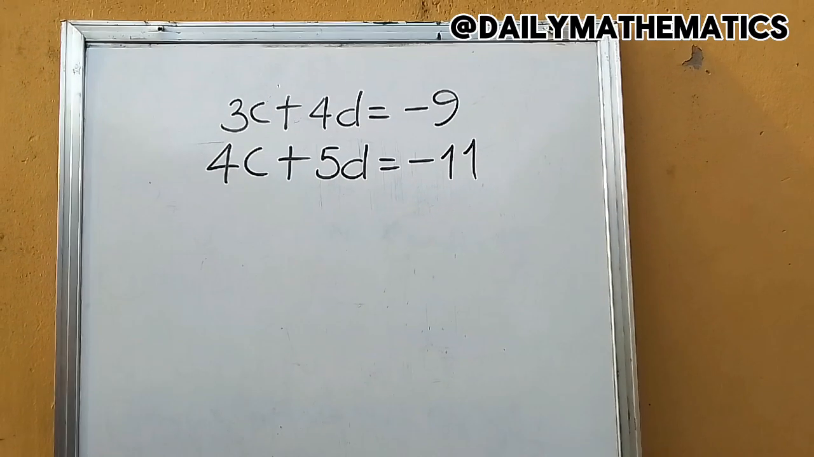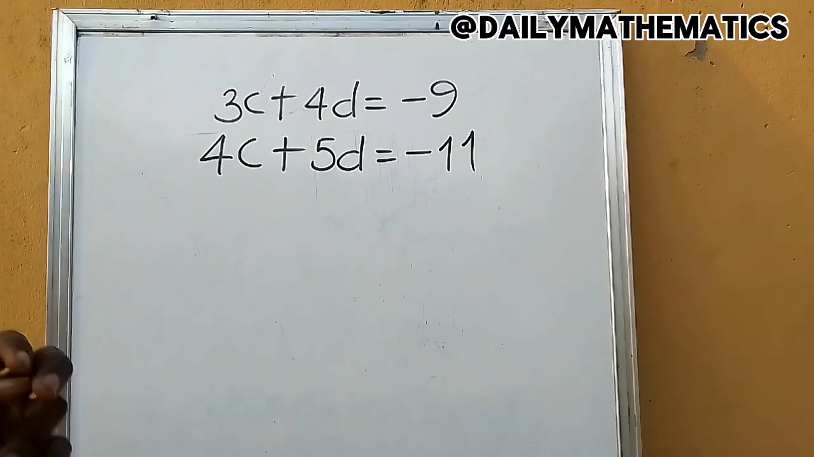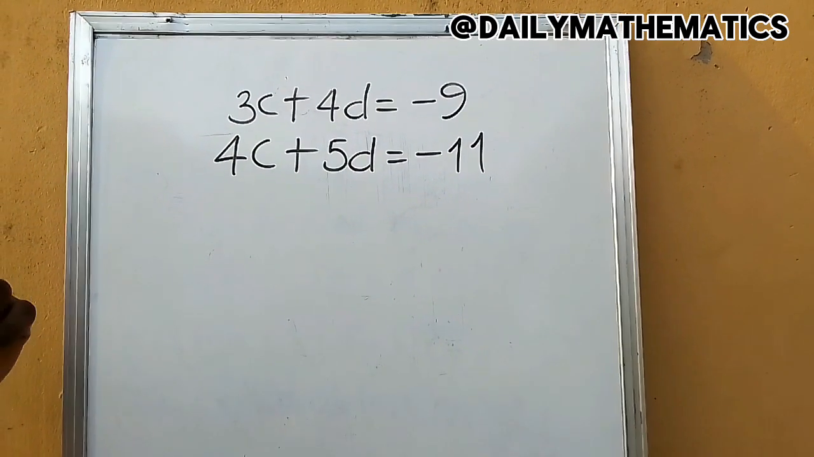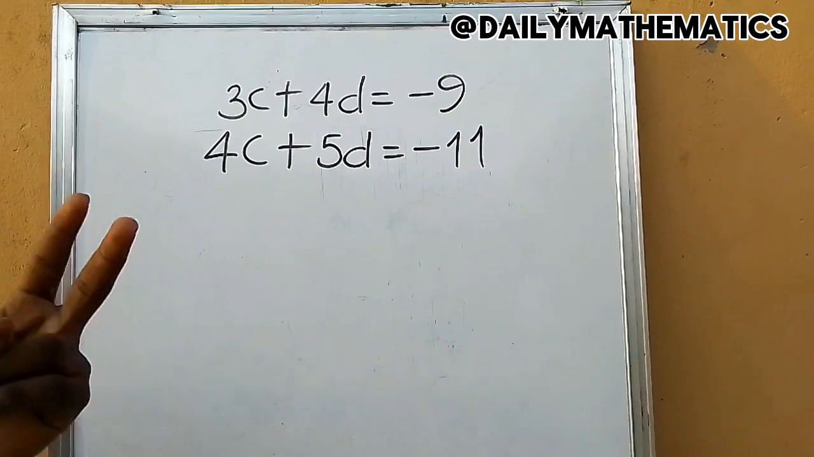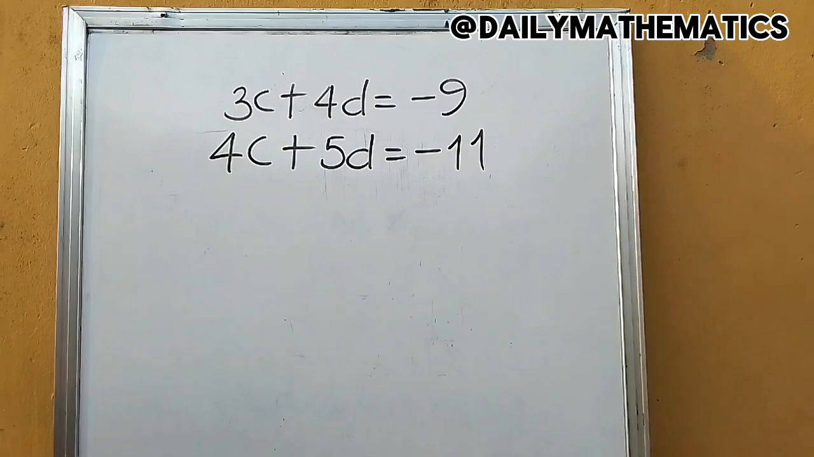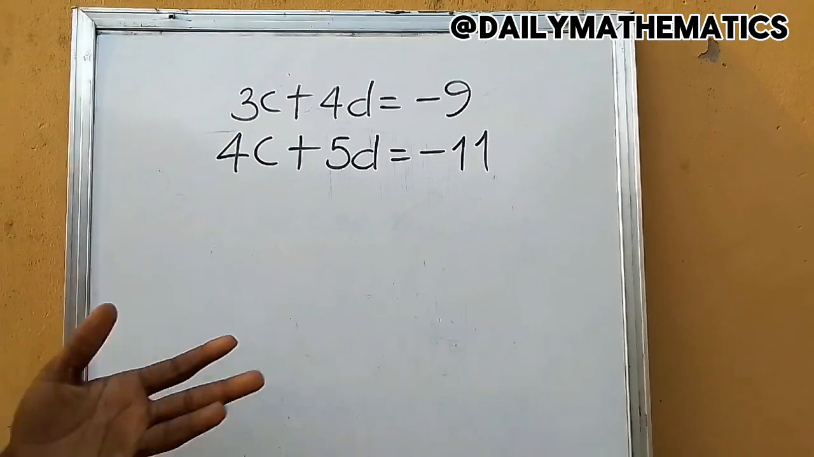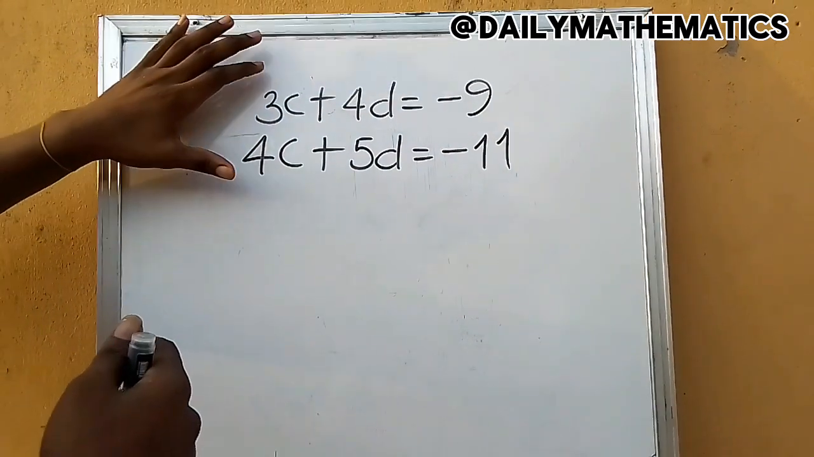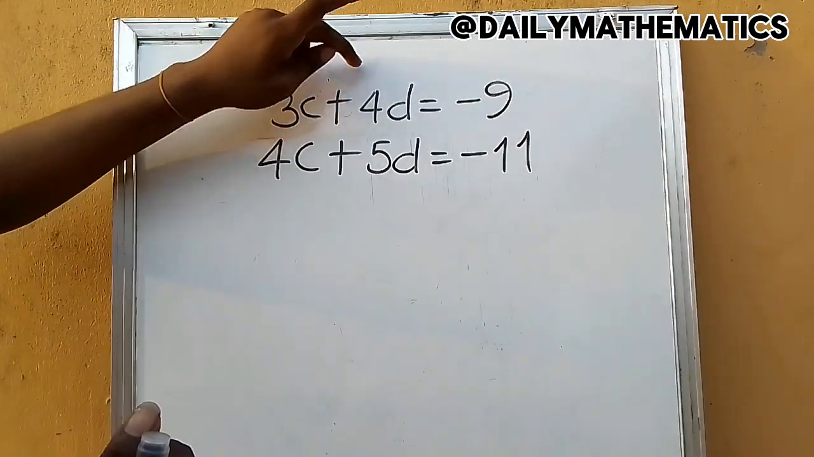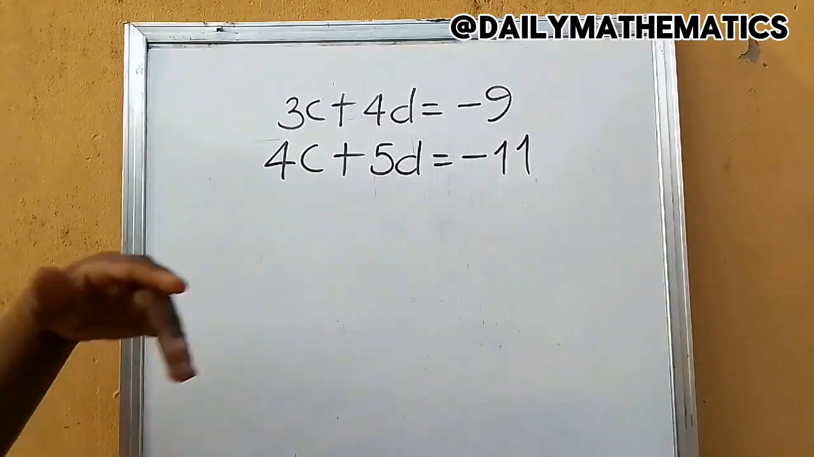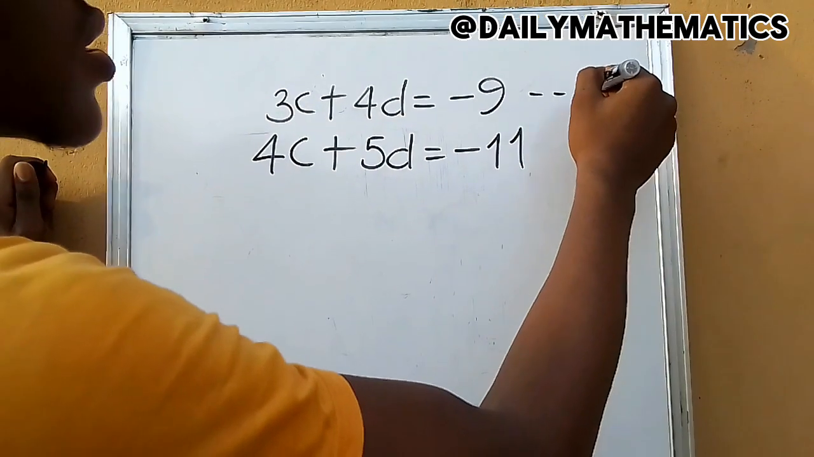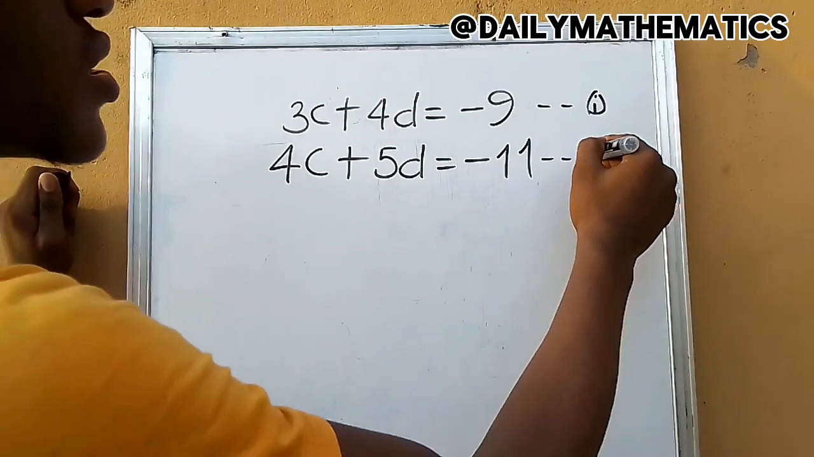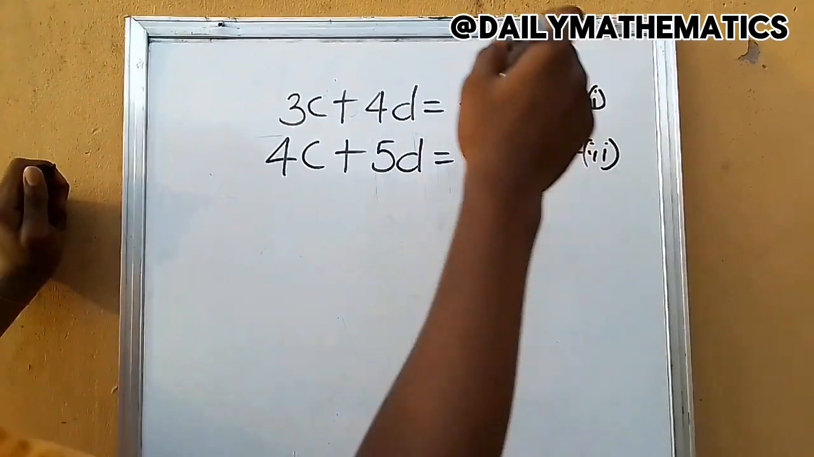First and foremost, what is simultaneous equation? It is equation involving the solving of two equations together. Simultaneously means together at the same time. You solve two equations together. So from here we have 3c plus 4d equals minus 9, and we have this second equation. This is equation 1, and this is the second equation, which is equation 2.